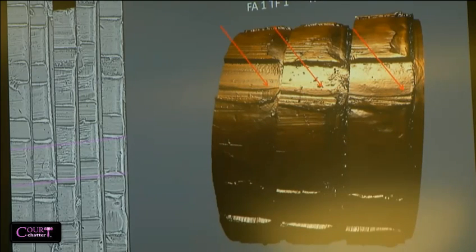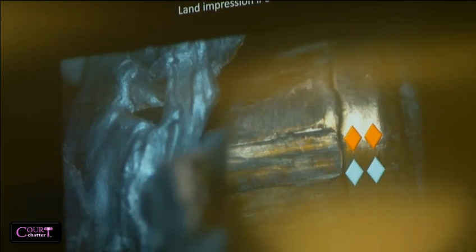Now we get to groups 4 and 5. Between 4 and 5, I didn't see anything noteworthy in that group impression. Now we're on land impression number 5.